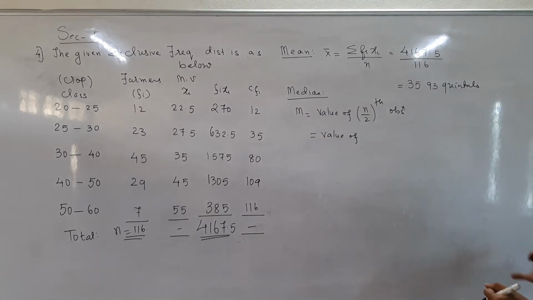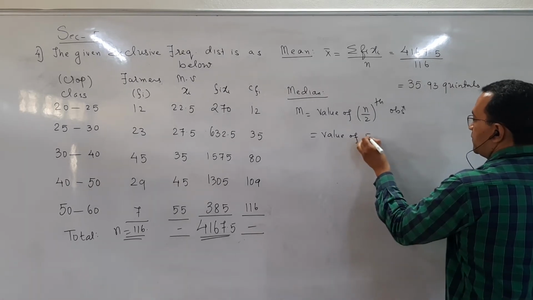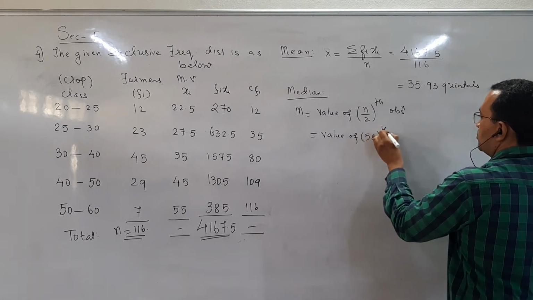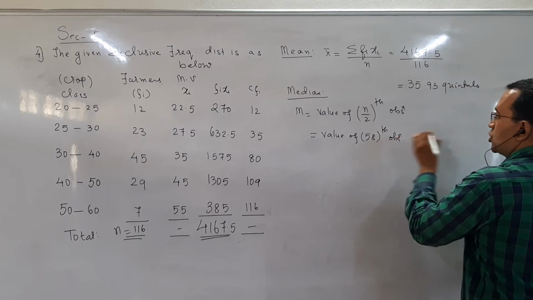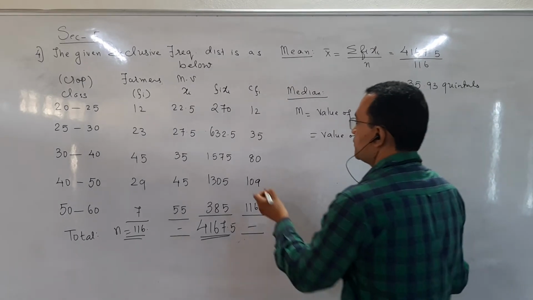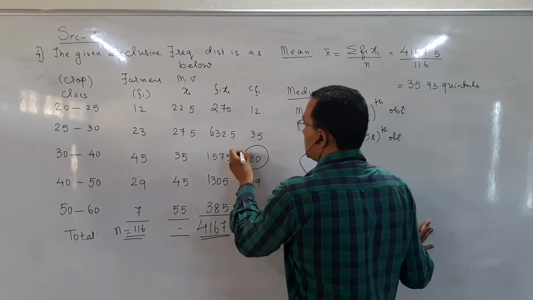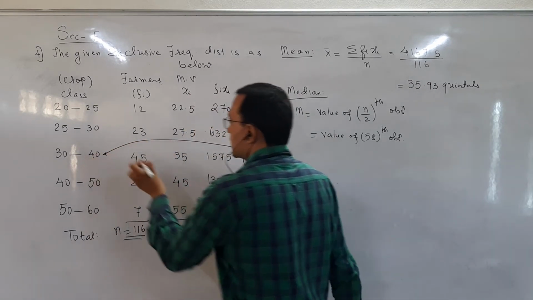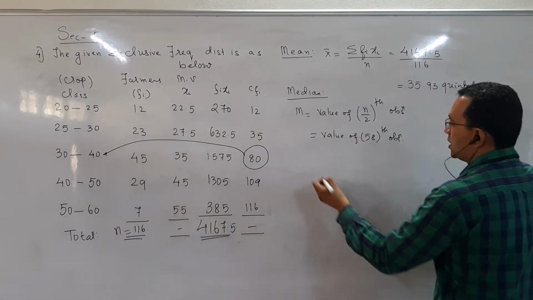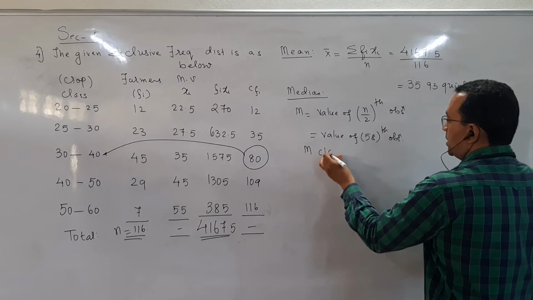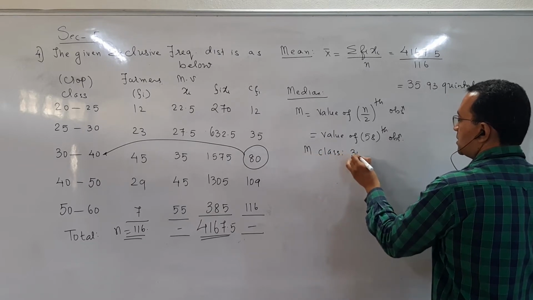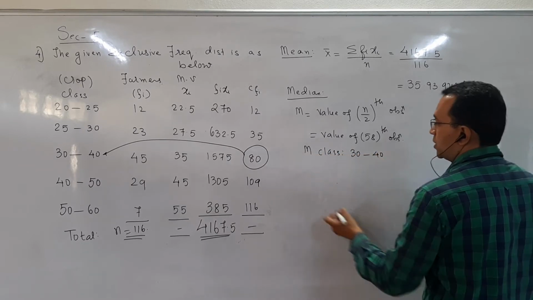So the value of 160 by 2 is 58 observation. 58 observation is covered in 80. Corresponding class is 30 to 40. So median class is 30 to 40.